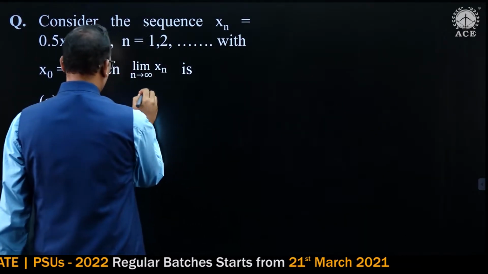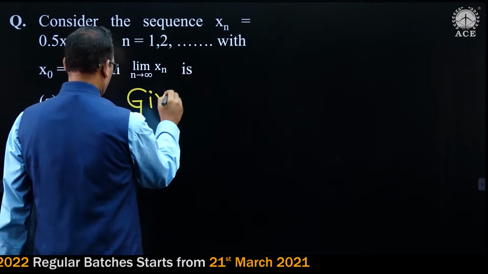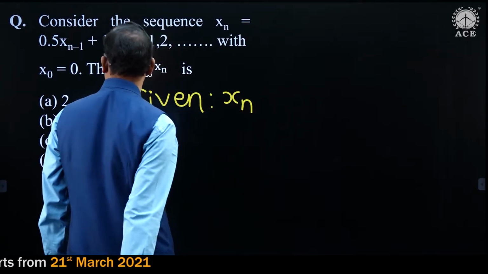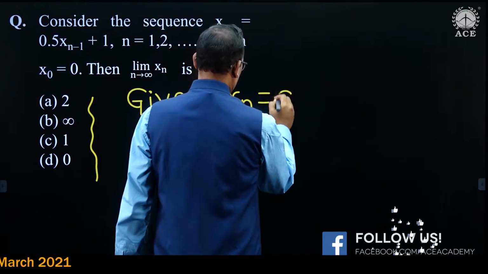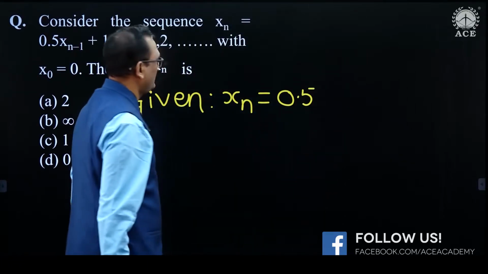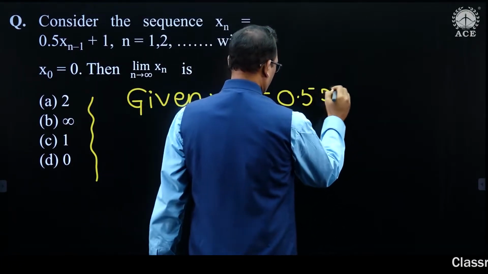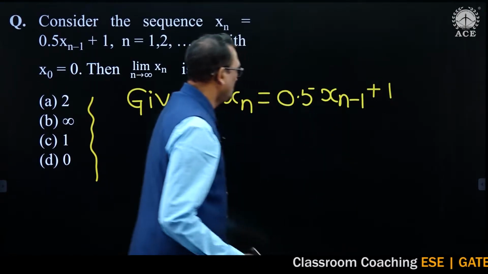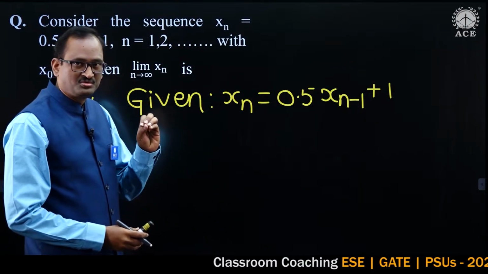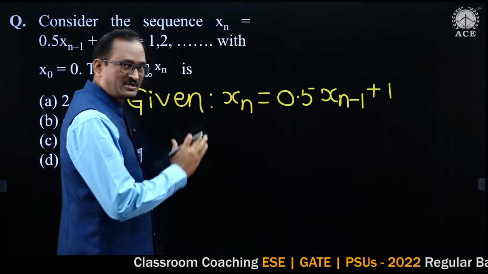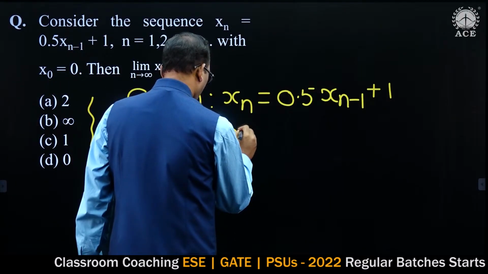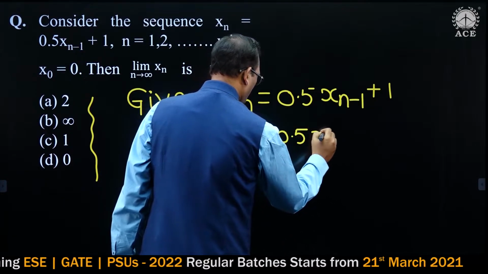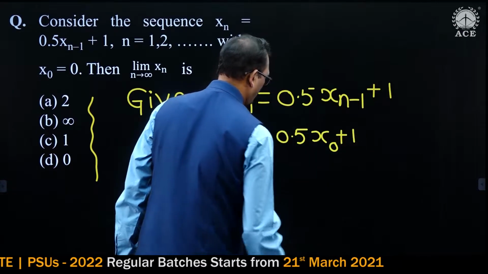First of all, we were given xn is equal to 0.5 into xn minus 1 plus 1. Let us find x1, x2, x3 till xn. To get x1, take n is equal to 1 here. x1 is equal to 0.5 into x naught plus 1.